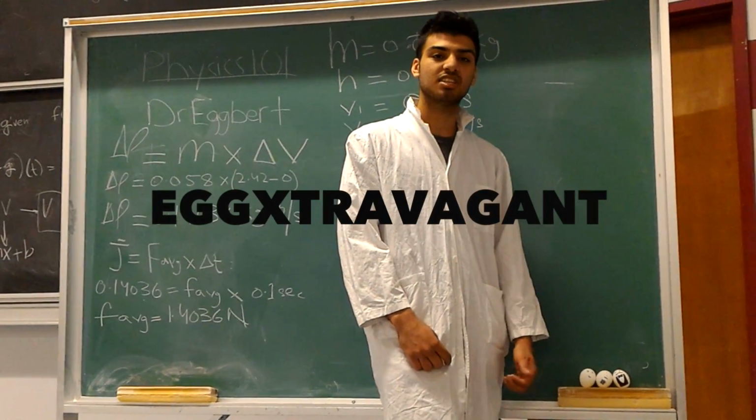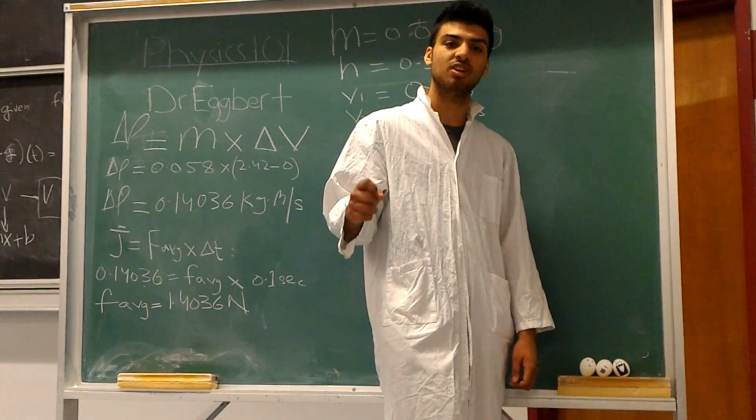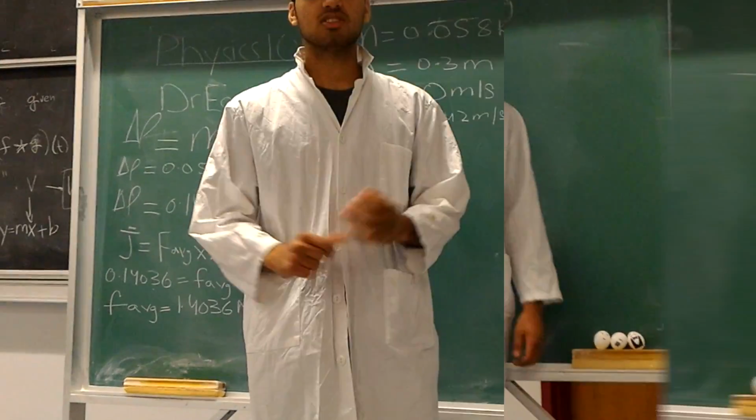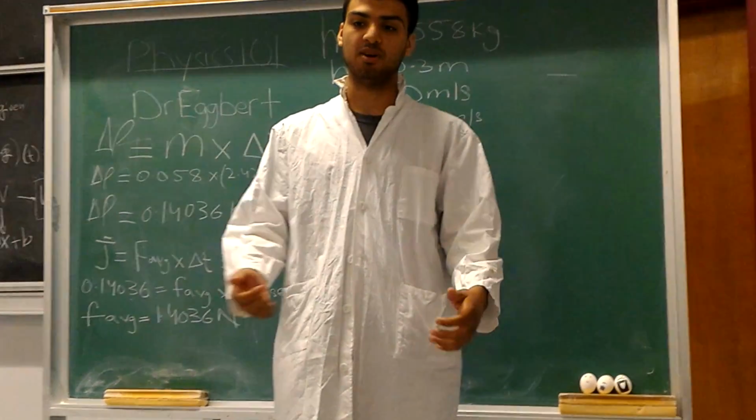Extravagant. Now we will see what happens when we take Tuxedo Man over here and drop him from a 0.3 meter height to a bottom that is filled with sponges. So what do you guys think will happen when we drop the egg on a sponge? What will happen to impulse?